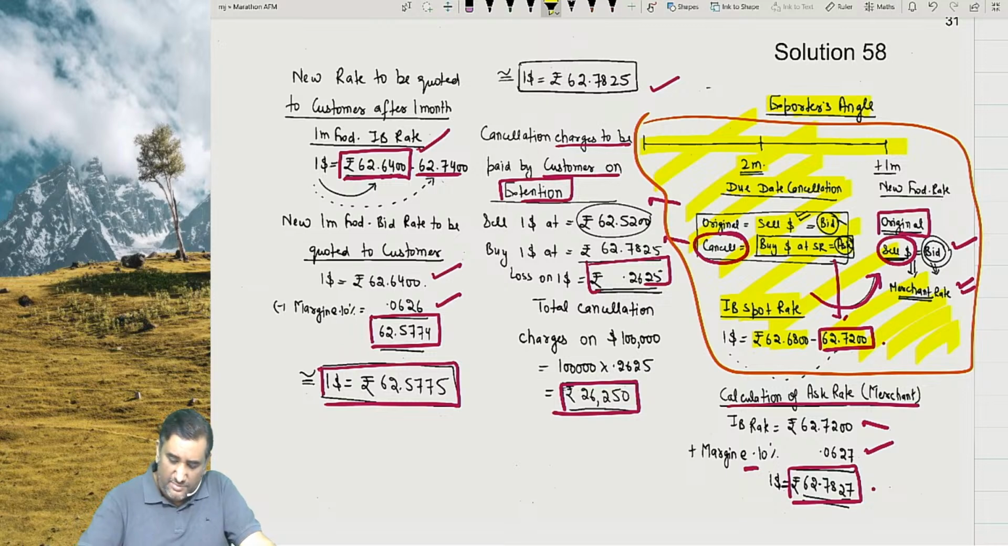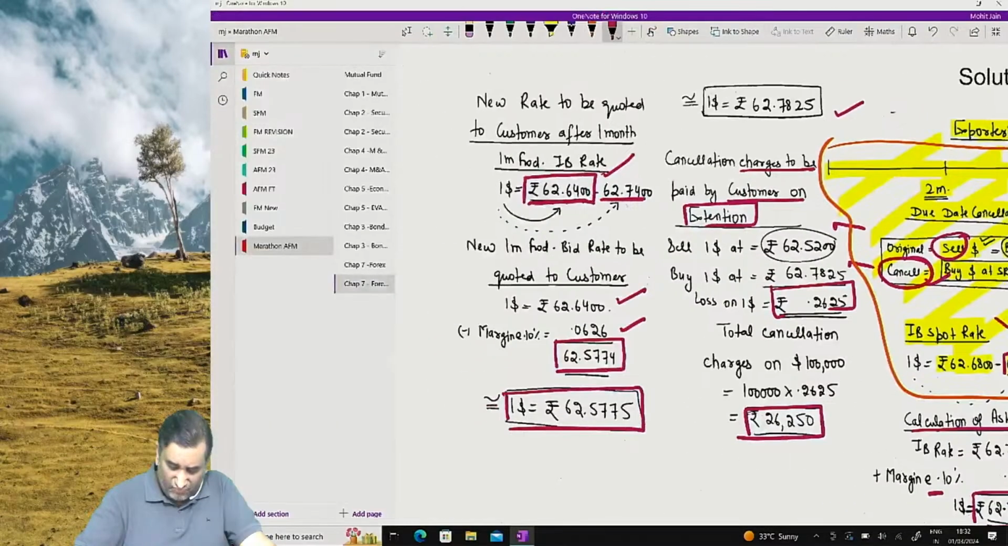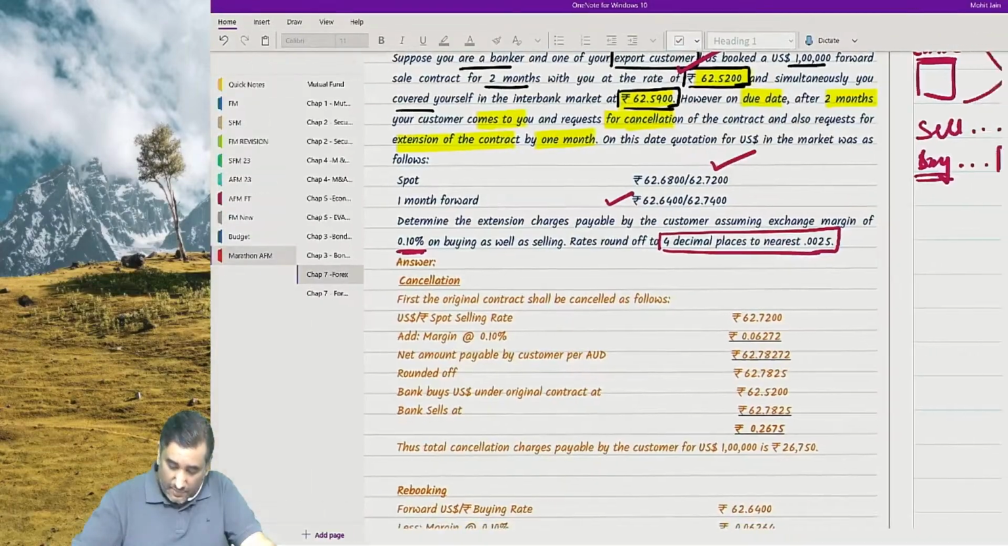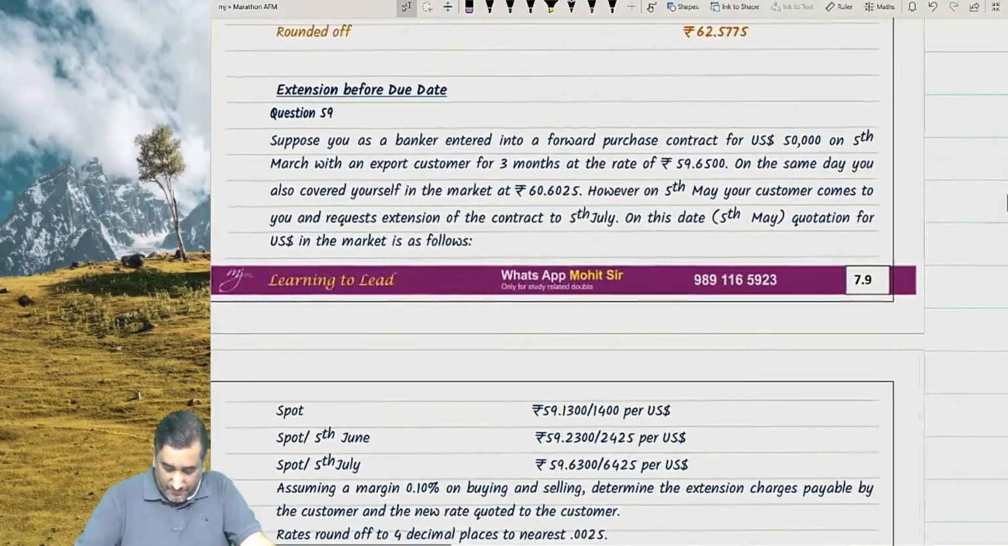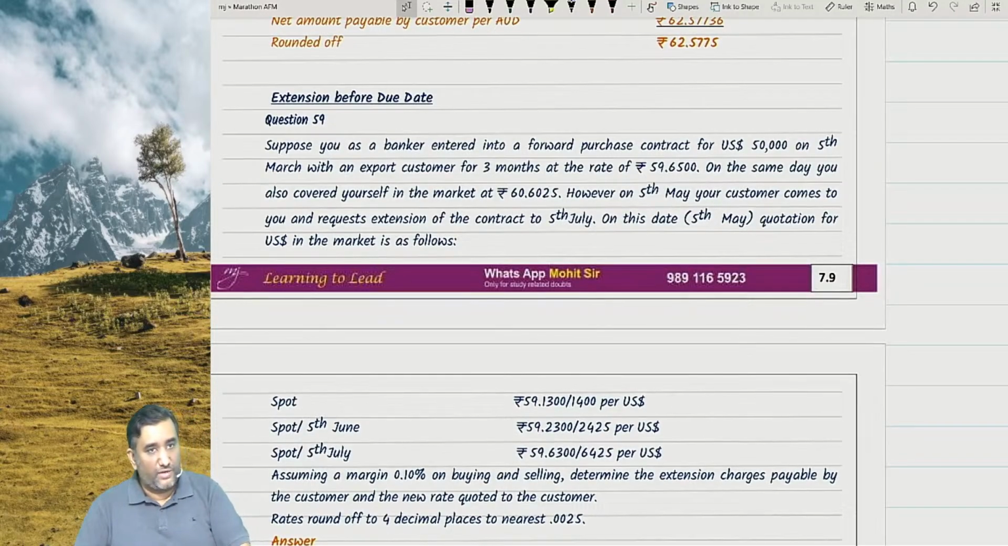And this first part is, if you have a sell, that contra would be buy, and then accordingly you decide the rates. Let's look at question number 59 now, and help me out in the drawing of the line chart also.